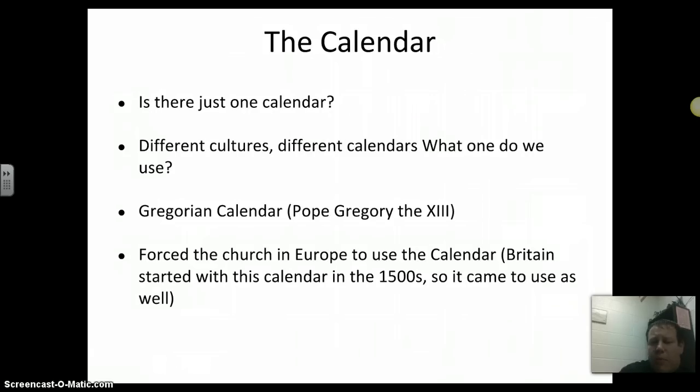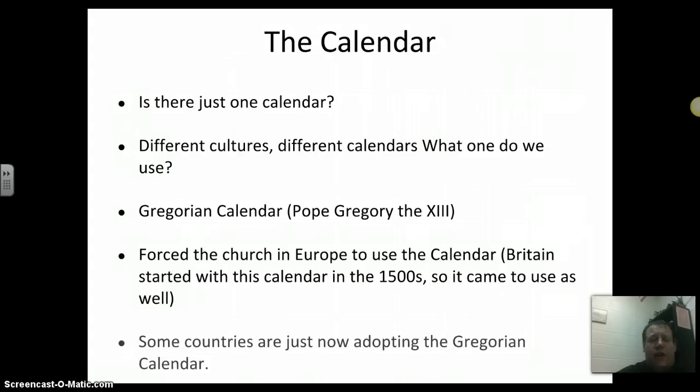It was created by Pope Gregory the 13th, and essentially he took the Roman calendar, called the Julian calendar after Julius Caesar, and he changed it a little bit to put all of the important church days in there. Then he enforced the church in Europe to use this calendar. Britain started using it in the 1500s, and so that came here to us as well. There are a few countries in the world that are just now adopting the Gregorian calendar. I believe Russia started it not too long ago. It was within the last 20 years that Russia switched to the Gregorian calendar.